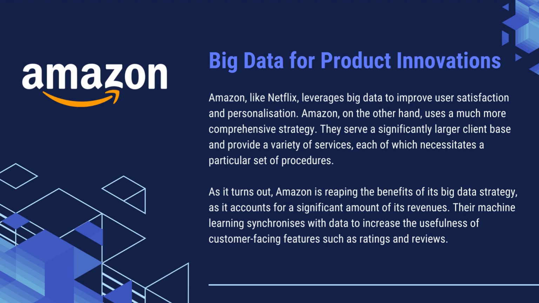Another example of how big data is implemented in a company. Amazon, like Netflix, leverages big data to improve user satisfaction and personalization. Amazon, on the other hand, uses a much more comprehensive strategy. They serve a significantly larger client base and provide a variety of services, each of which necessitates a particular set of procedures. As it turned out, Amazon is reaping the benefit of its big data strategy, as it accounts for a significant amount of its revenue. Their machine learning synchronizes with data to increase the usefulness of customer-facing features, such as ratings and reviews.